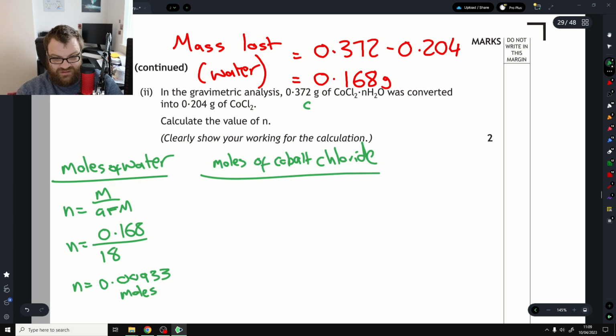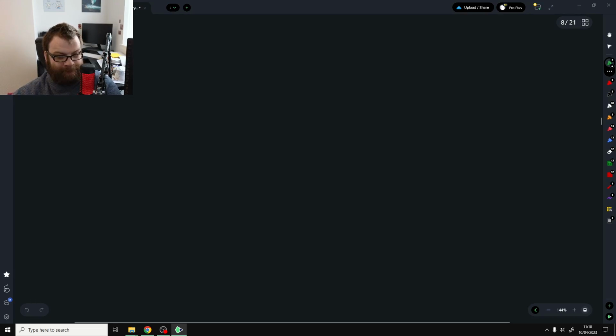Next, I want the moles of our cobalt chloride. That is CoCl2. I know off the top of my head, 35.5 for our chlorine. Cobalt, I'm not so sure of. Let's look it up.